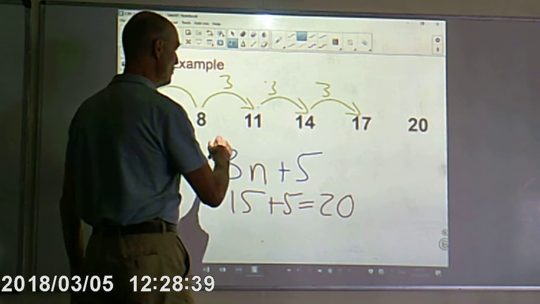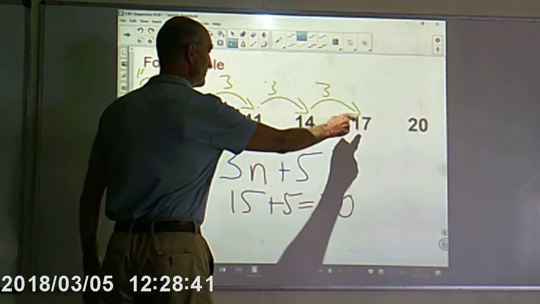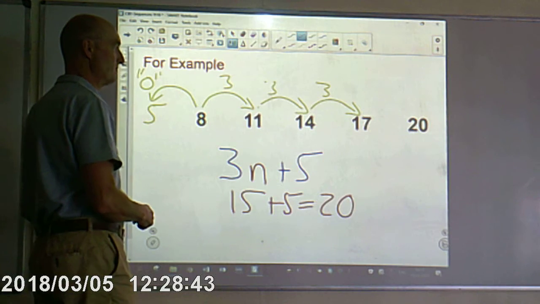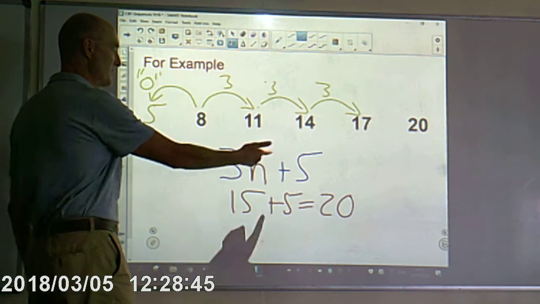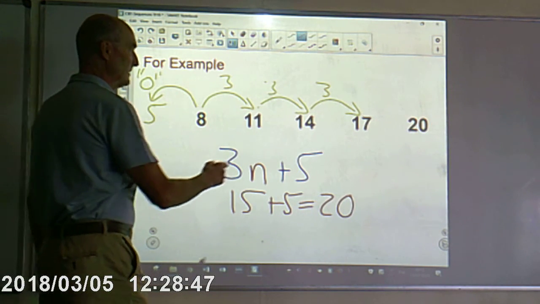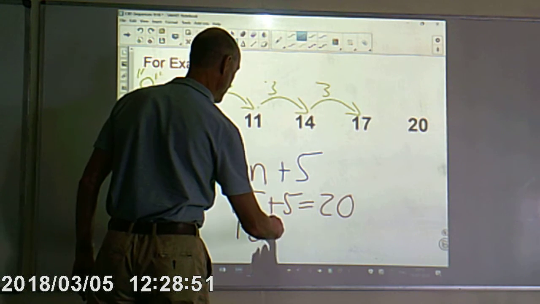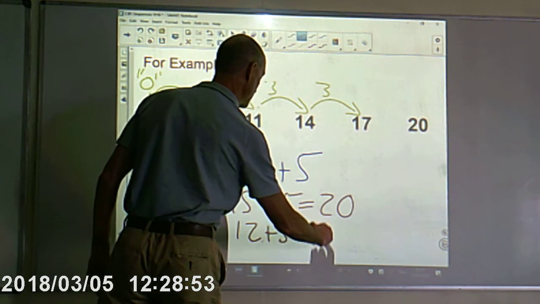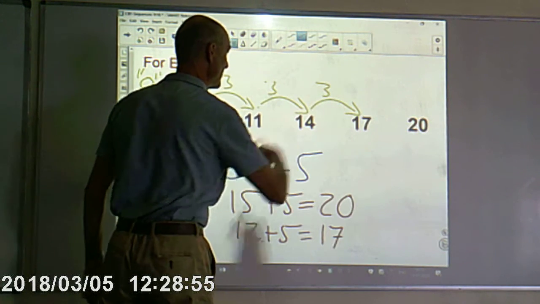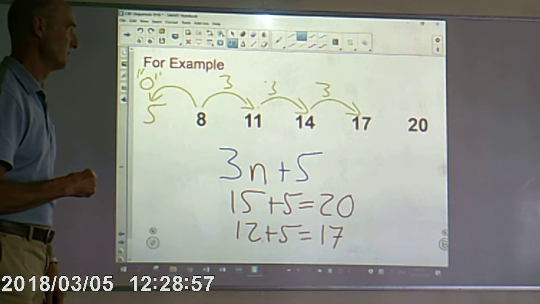Let's have a look at my fourth term. First term, second term, third term, fourth term. If I wanted to find my fourth term, let's just check and see if my nth term works. 3 times 4 is 12. Plus 5 gives me 17, which funnily enough is my fourth term.